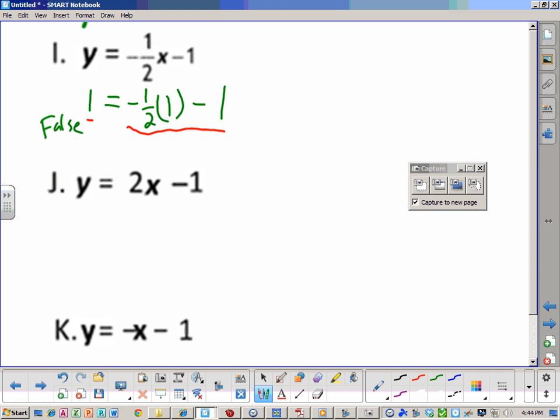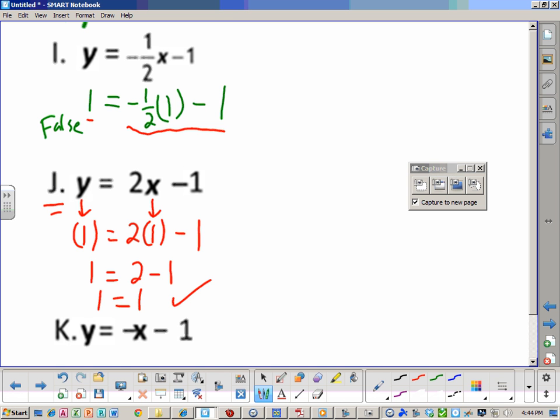All right, let's try J. We're having good luck here. We're crossing through a lot of these answers. J, let's put a 1 right here where the x is, right? Minus 1. 1 is equal to 2 minus 1. That's equal to 1 equals 1. It checks out. Now, J could be the answer.